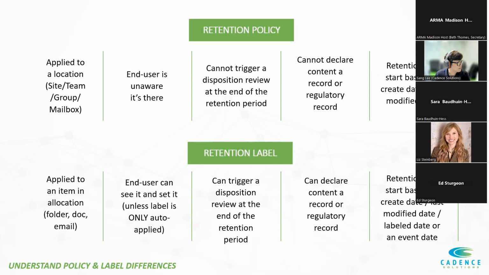But basically, retention labels are applied to an item, whereas as I said, retention policy is applied to a container, so into a whole site. Retention label is actually applied to an item. And we can make it so that the end users can see or cannot see. And we can trigger a disposition review at the end of the retention period as well. And we can declare the content as a record instead of just having that retention policy apply. And we can base it on when the retention label was applied, so that we can leverage a certain event date to trigger an event-based retention.